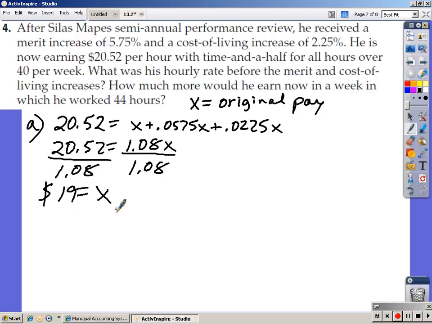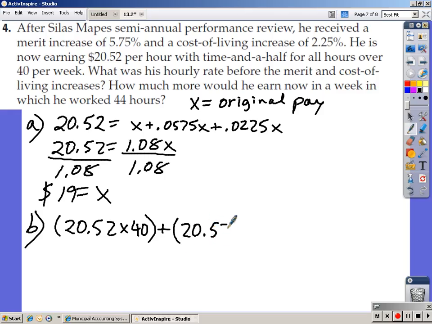Okay? Now, part B asks us to find how much more would he earn now in a week in which he worked 44 hours. Okay? Just like on problem number 3, you take the amount of money he's making now times your original 40, which is going to give you regular pay, plus your overtime pay, which is the rate you make, times the number of hours overtime, times time and a half. Okay, work that out, you should get $943.92.